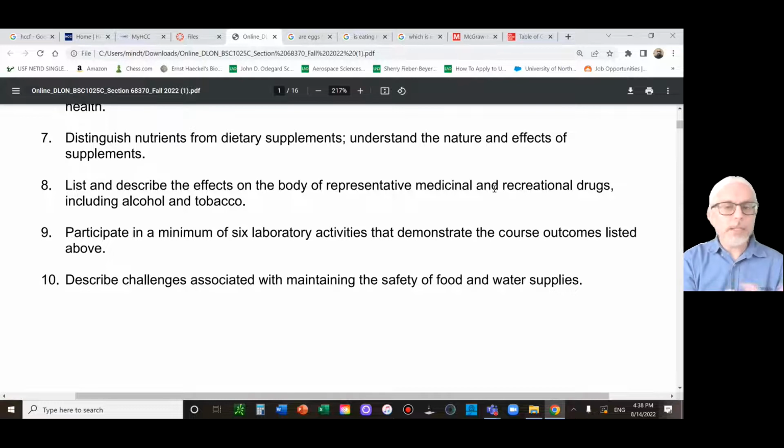But outside of buying the book and hopefully the caliper, everything else, all the labs and all the notes on the drugs, it's all there online for you. There are your six activities I was talking about. We have many of them, so no worries there.